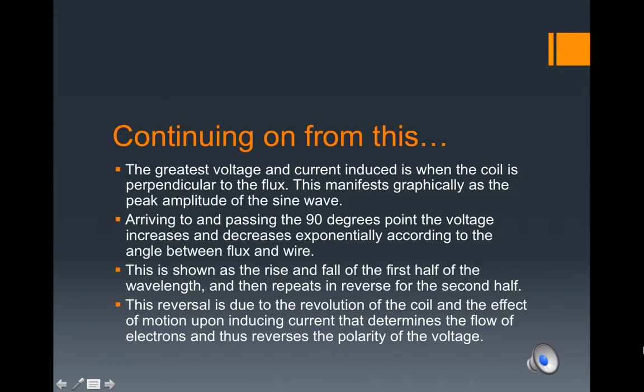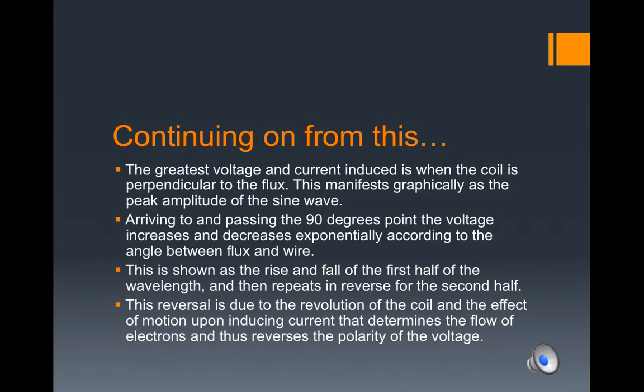Continuing on from this, the greatest voltage and current induced is when the coil is perpendicular to the flux. This manifests graphically as the peak amplitude of the sine wave. Arriving to and passing the 90-degree point, the voltage increases and decreases exponentially, according to the angle between the flux and the wire. This is shown as the rise and fall of the first half of the wavelength, and then repeats in reverse for the second half.